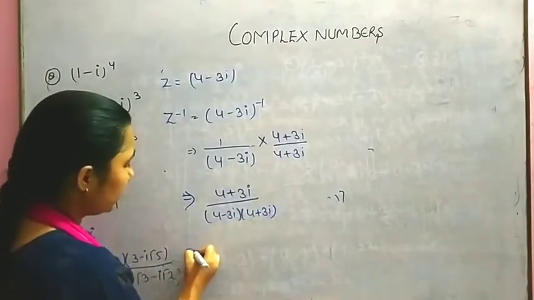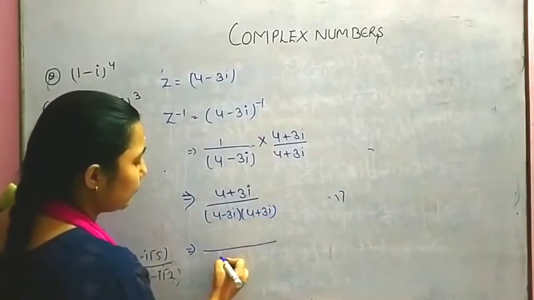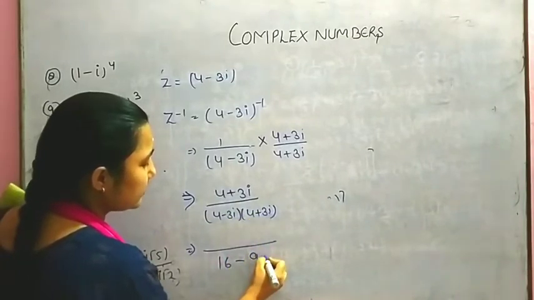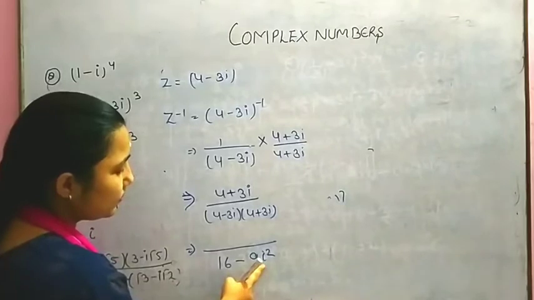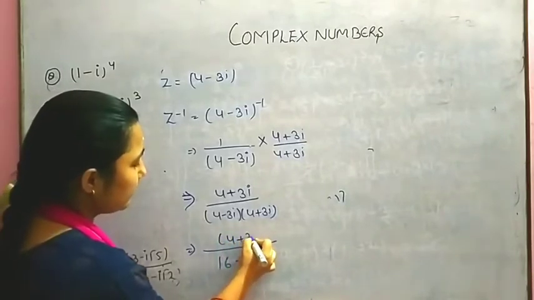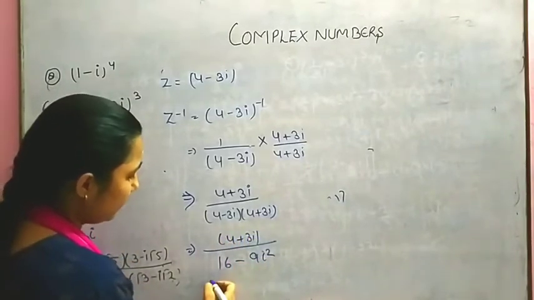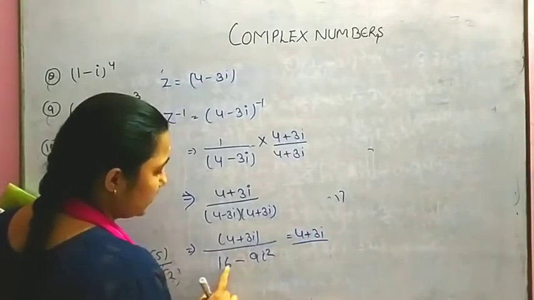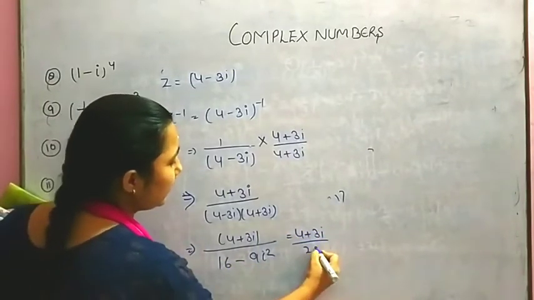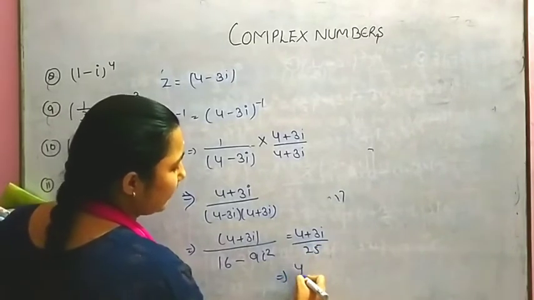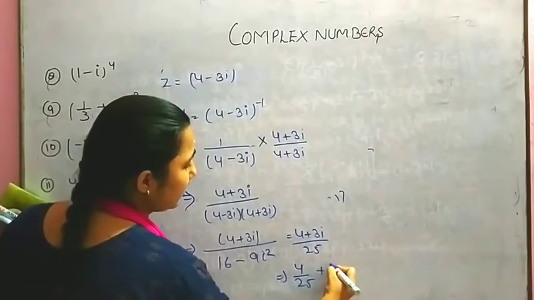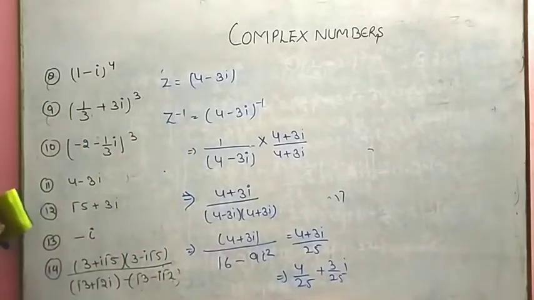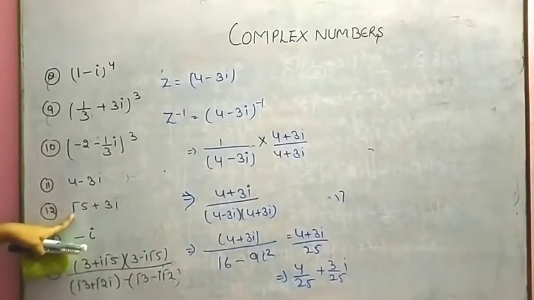Just apply the formula here, (a + b)(a - b), we get 4 whole square, that means 16, minus (3i) whole square, that means 9i square. Just put the value of this i square, minus 1, we get 4 plus 3i upon 16 plus 9, 25. And then separate the parts. 4 by 25 is the real part and 3 by 25 i is the imaginary part. Correct?